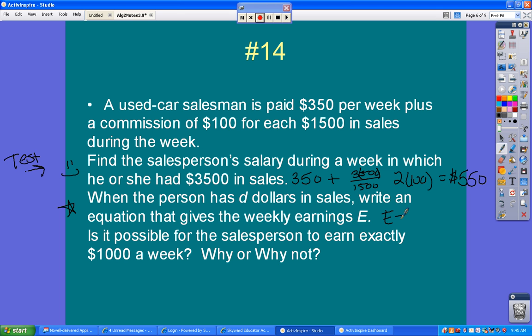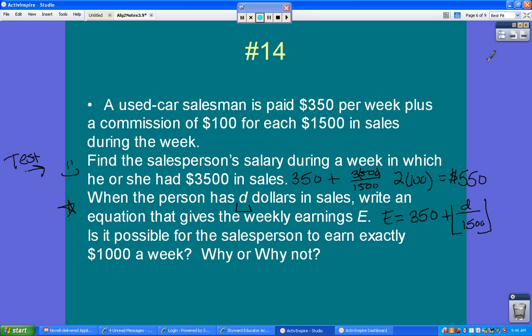He's going to earn, well, it's definitely going to be $350 at least. Then it will depend on how much he sells. What will I do? I'll take how much he sells. I'll divide it by 1,500. Okay, and we are going to round up or round down here. I get rid of the decimal. If I get rid of the decimal, I'm rounding it down. And then I'm going to take that times how much? $100 each time.